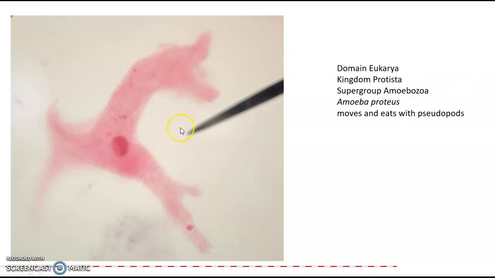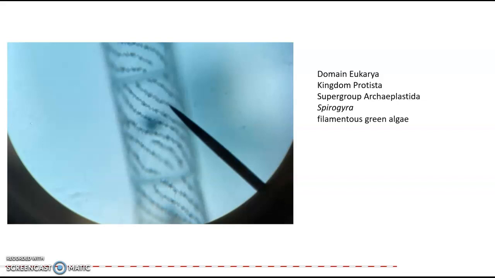This is a stained amoeba. You can see the nucleus here, and you can see the pseudopods. The amoeba is from the kingdom Protista, the supergroup Amoebozoa. It's called Amoeba proteus. That's its scientific name, and make sure you know that it does have pseudopods that help it to move and eat.